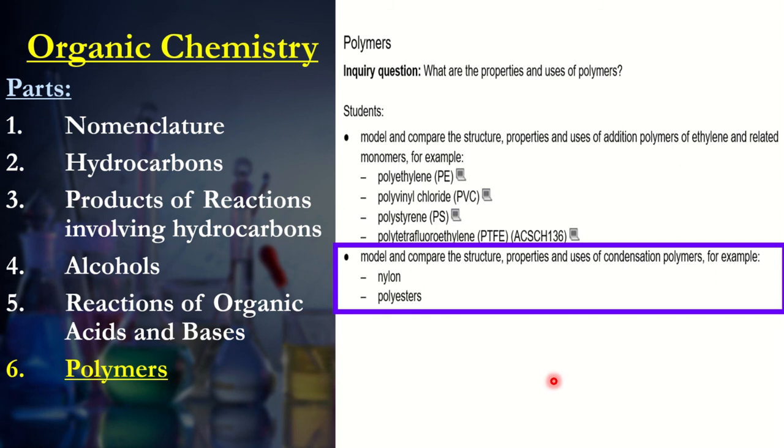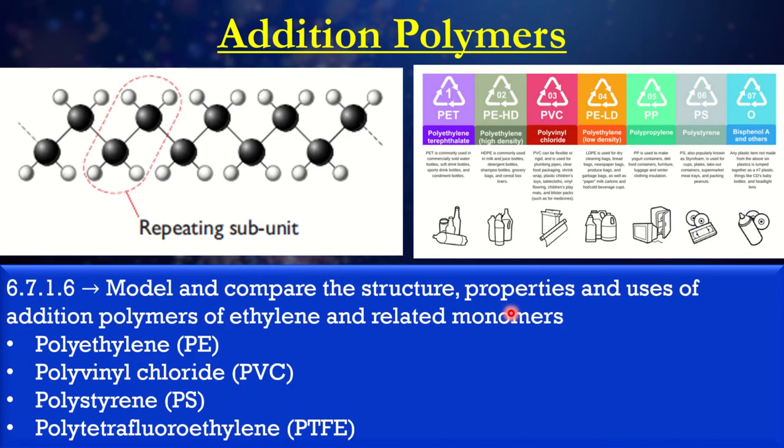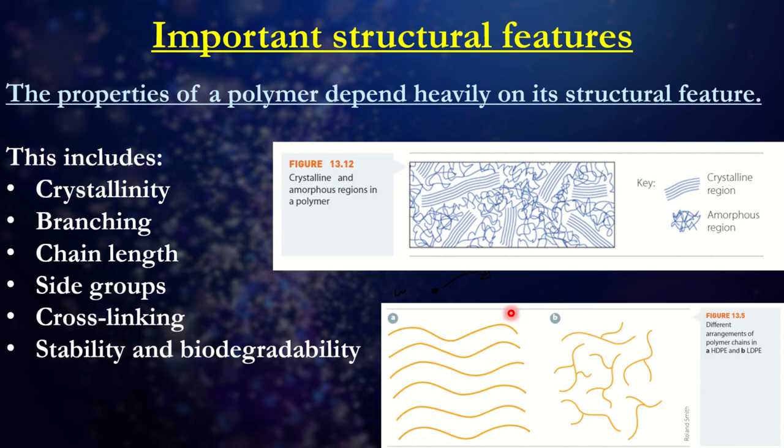Today we're going to be looking at Module 7 of the Chemistry Syllabus, Inquiry Question number 6, Polymers, and the focus is on modeling, comparing the structure and properties and uses of condensation polymers. Specific examples we're looking at are nylon and polyesters. Now before we get into that, let's just quickly look at some things about structure.